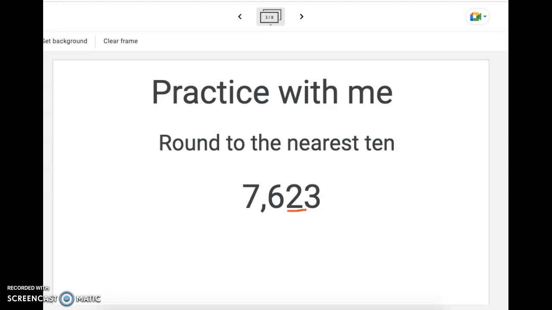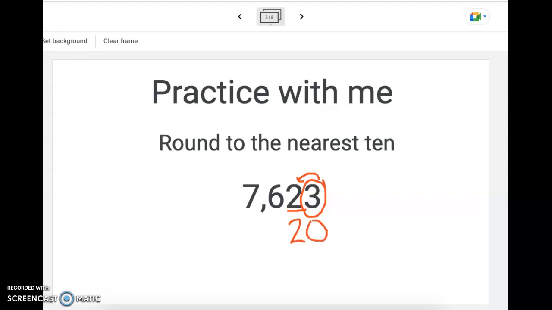The number to the right of the underlined digit is our boss. In this case, it's a 3. So our 3 is going to tell our 2 what to do. And with our notes, we know that 0, 1, 2, and 3 are going to tell that digit to stay the same. So we know that digit's going to stay the same. And we know our boss always changes to a 0. And there's no digits after it to change.